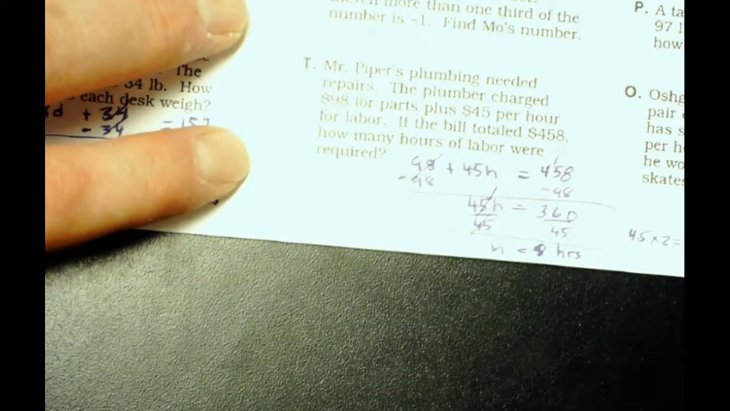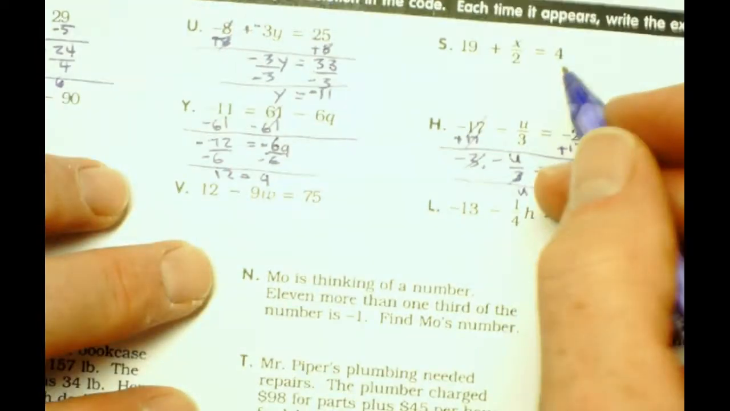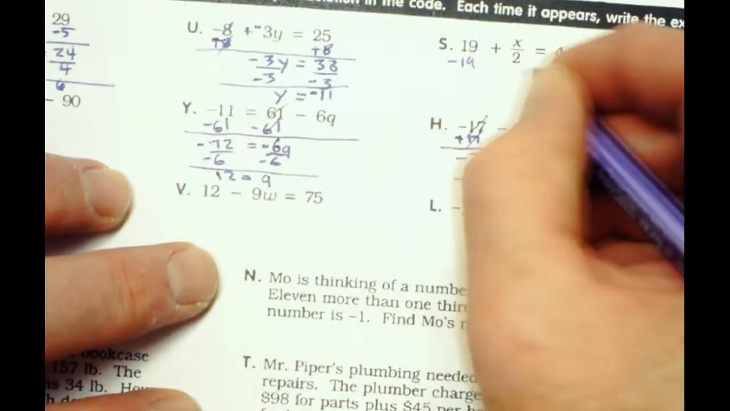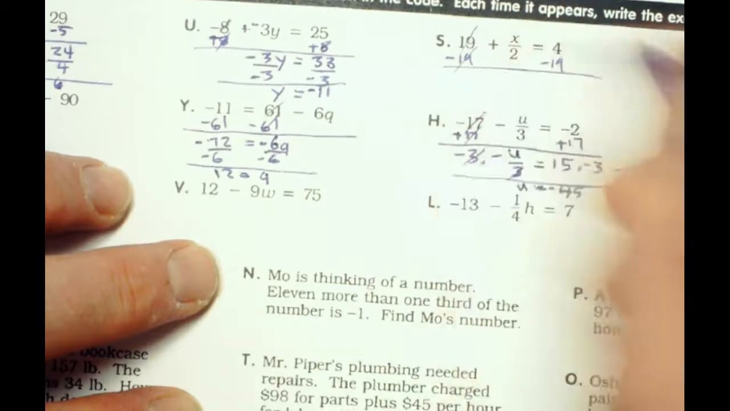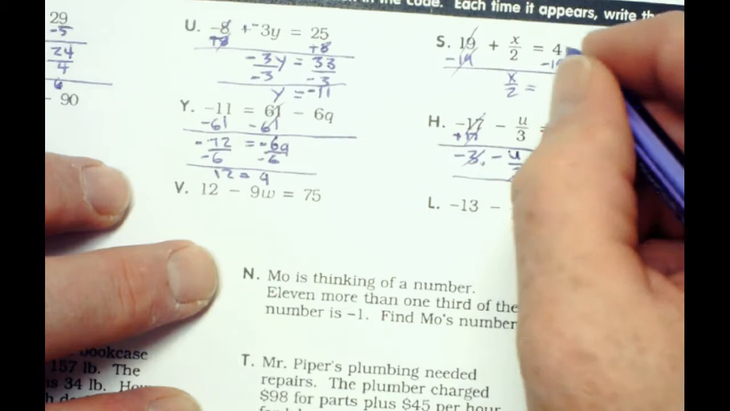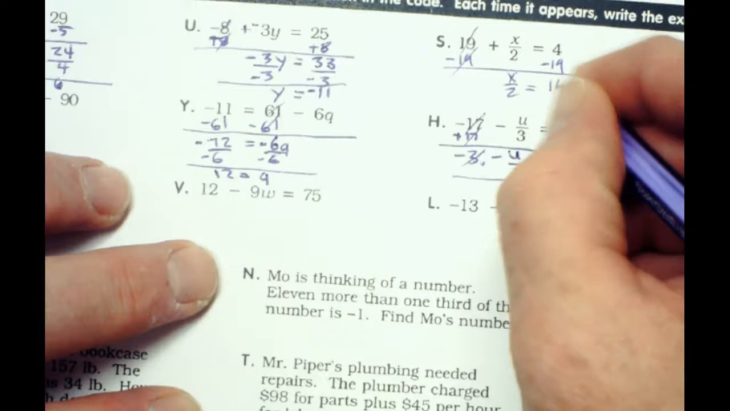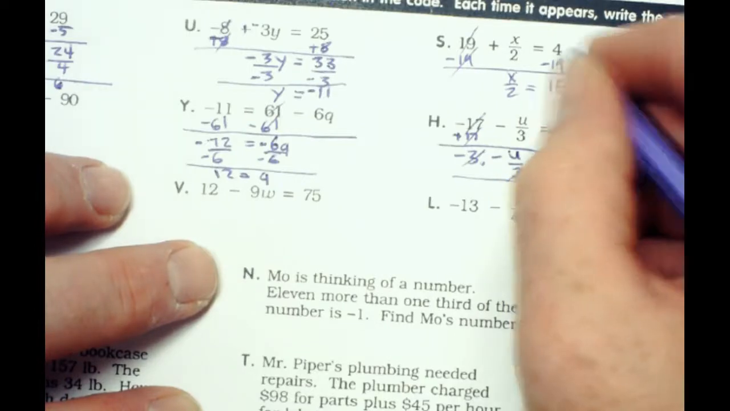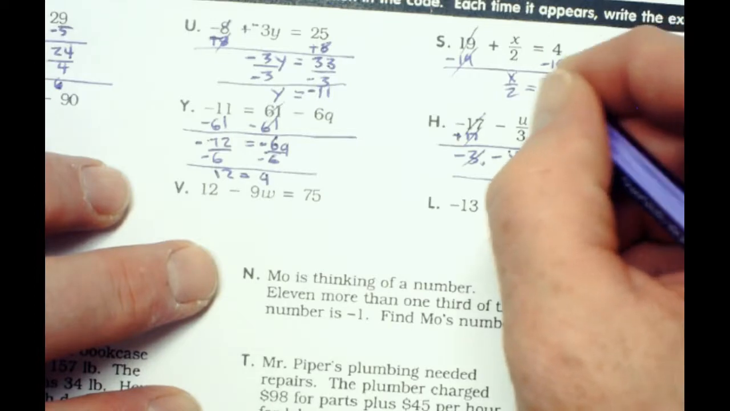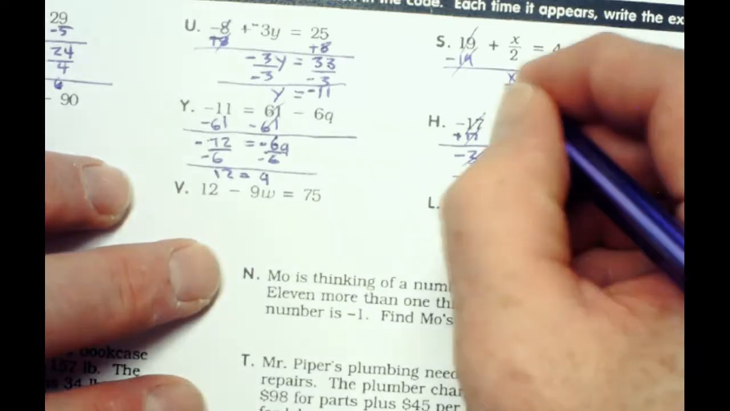Okay, let's do one of these problems up top here. Number 19. Go ahead and do that one too. So we have to subtract 19. Subtract 19. They cross off. You've got x divided by 2 equals 4 minus 19, or 4 plus a negative 19. Well, that's going to be 15 because these are different signs, and you have to find the difference. The difference between 19 and 4 is 15, and the negative has a greater absolute value, so it's a negative 15.